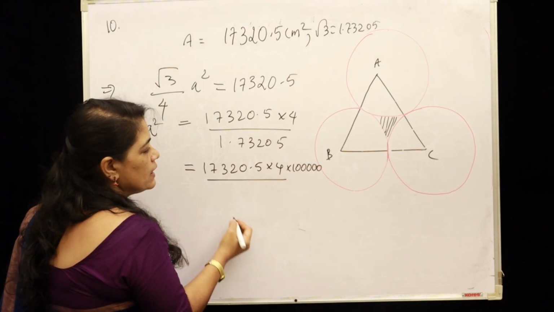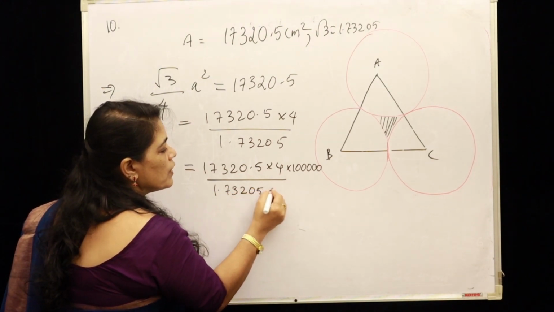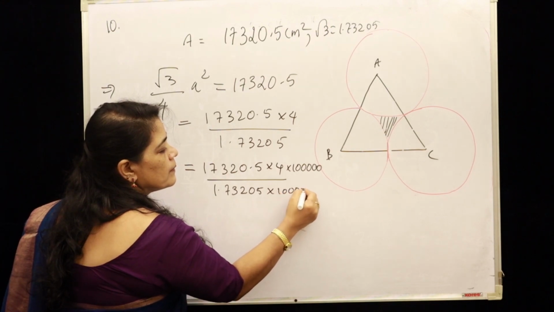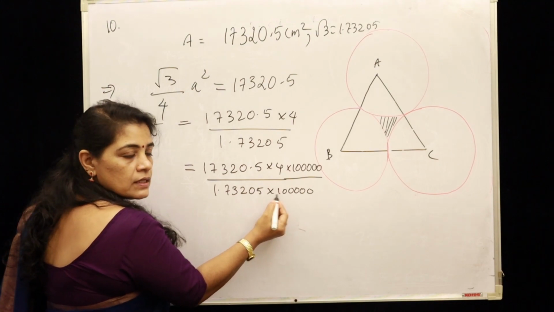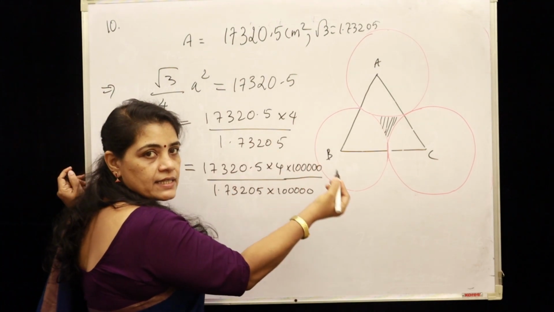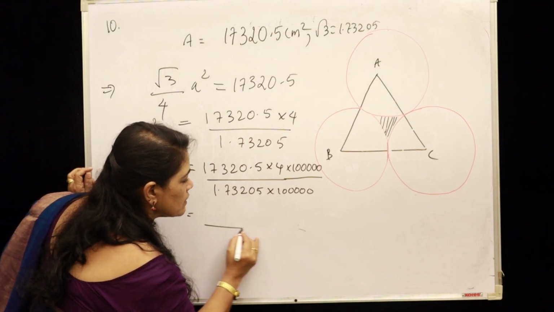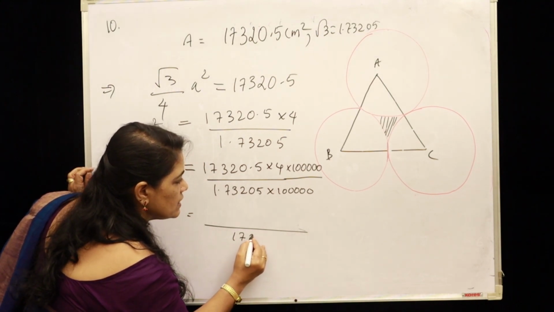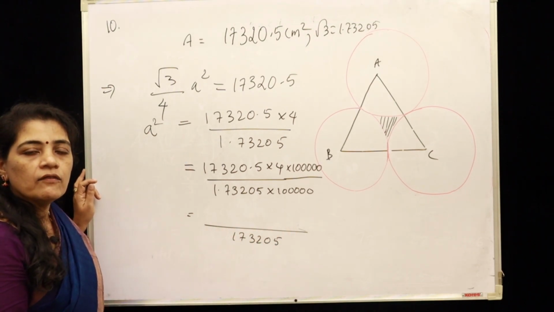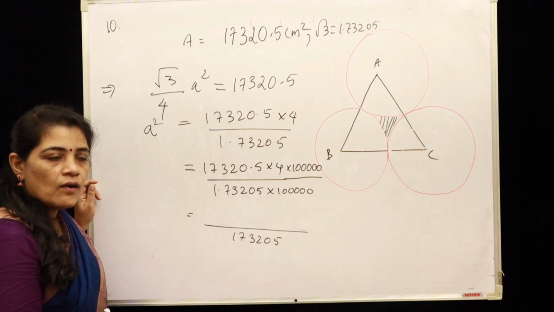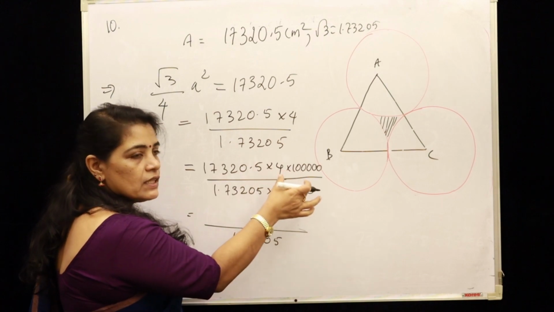1 lakh, and 1.73205 into 1 lakh. Multiplying means this decimal number should be shifted to the right side by 5 places. That means in the next step, the denominator will be 173205, a natural number, by multiplying with 1 lakh. What comes in the numerator? 4 will be there. I am dealing with this number with 1 lakh.